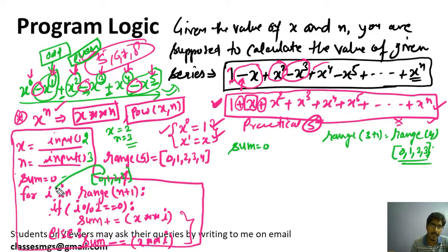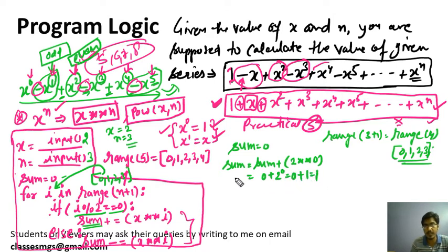So first time i = 0 will come. 0 is divisible by 2, because 0 is completely divisible by 2, so it is an even number, so it will be added. So sum equals sum plus x raised to power i, where x is 2, so 2 raised to power 0. Sum value is 0, and 0 plus 2 raised to power 0 is what? 2 raised to power 0 is 1. So 0 plus 1 equals 1. So the sum value will become 1.